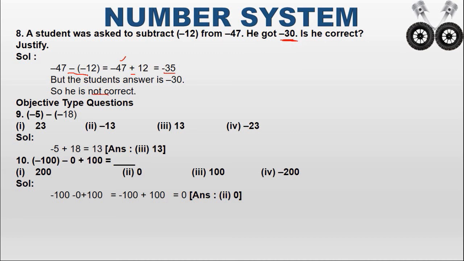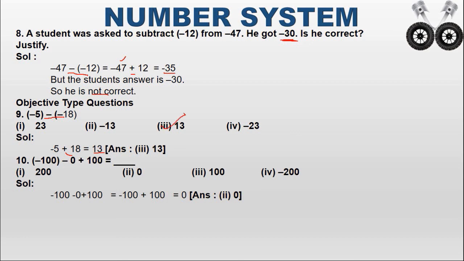So next one is an objective type question. Minus 5 minus of minus 18. Four options are given here. We have to find which one is correct. Here the two operators are near together, that means we have to change the sign. Minus into minus becomes positive. So minus 5 plus 18. These two integers have different signs, that means we have to subtract. So 18 minus 5 equal to 13. The biggest number is 18, so we have to write it as plus 13. So which option is right? Option 3 is the correct one.